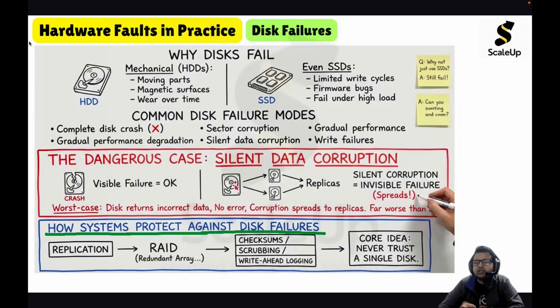From checksums, we can identify silent data corruption. Scrubbing is a similar mechanism, wherein periodically we keep checking the data. So the idea is very clear: systems can protect against disk failures. Now, one very important key takeaway from this slide: never trust a single disk. Always have replication in place. We should never trust a single disk.